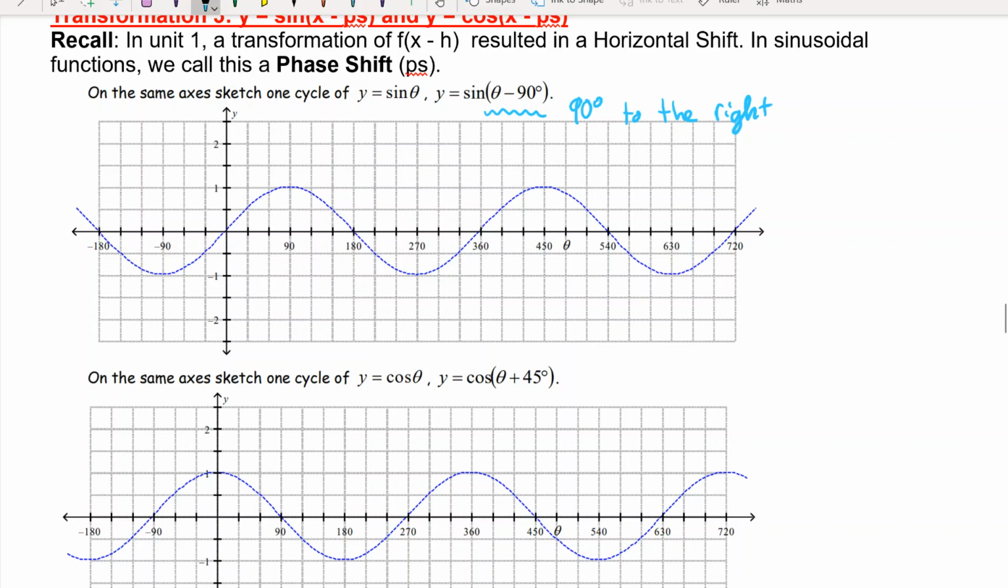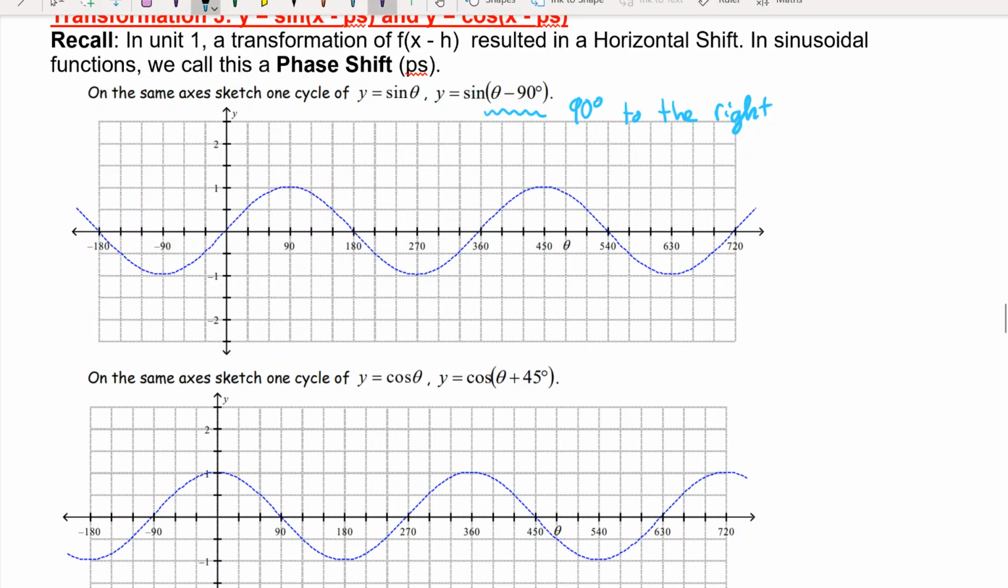Every year when I teach this, students are always thinking, what, it's a negative sign, I should be moving it to the left. But inside of our brackets, it's kind of lying to us. So always inside of the brackets, it's going to be the opposite of what you think it is, and on the outside of the brackets, it's exactly what you think it is.